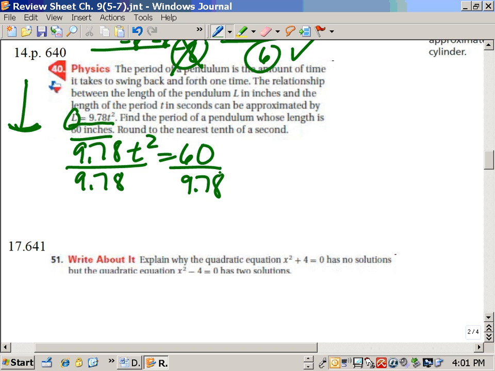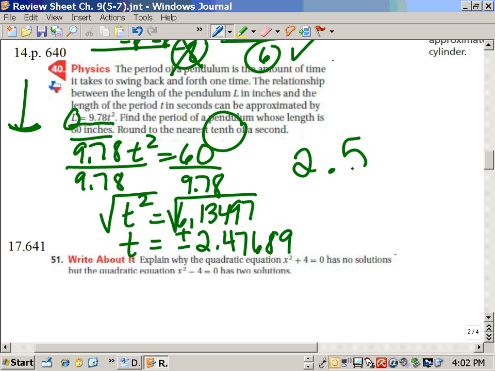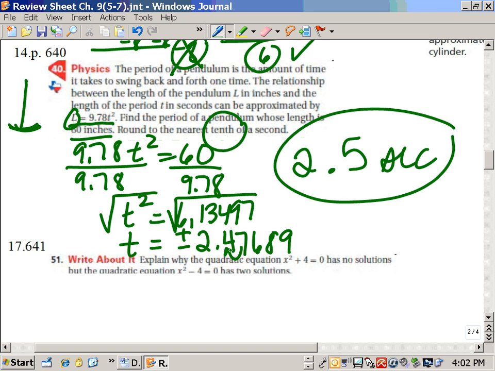Now again, when we do this for your test, you are not going to have any problems that would make it difficult for you to find the answers. Everything's going to work out very nicely on these problems. So that gives me t squared equals 60 divided by 9.78, which is 6.13497. And then I need to take the square root of each side. Now my solution technically should have a plus and a minus. When I take the square root, I get 2.47689. It tells me to round to the nearest tenth, so I'm going to put 2.5. 2.5 what? Seconds. So I looked at the 7 and the 4, and it rounded up 1.